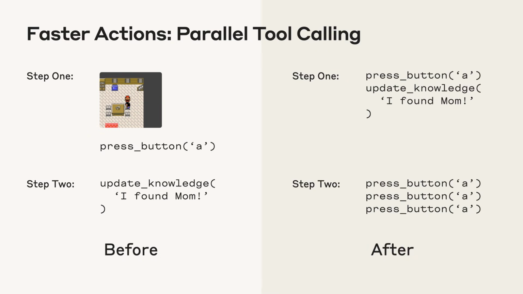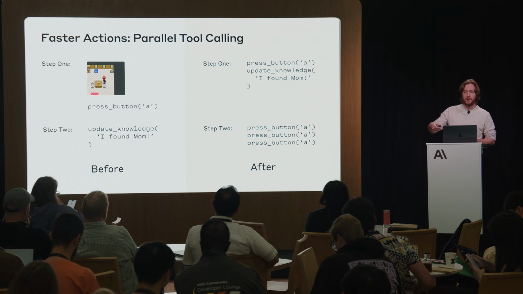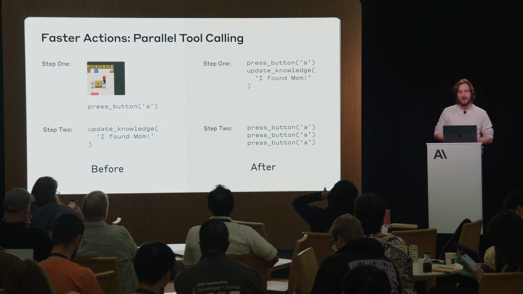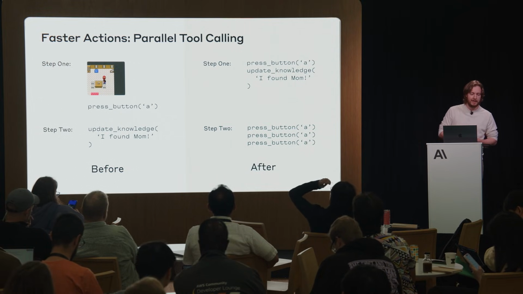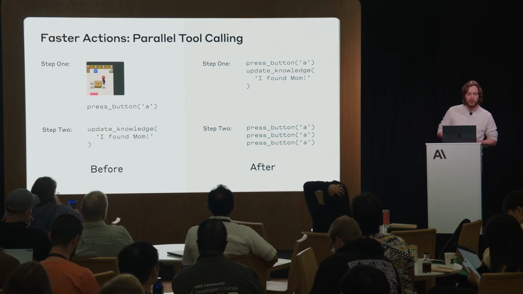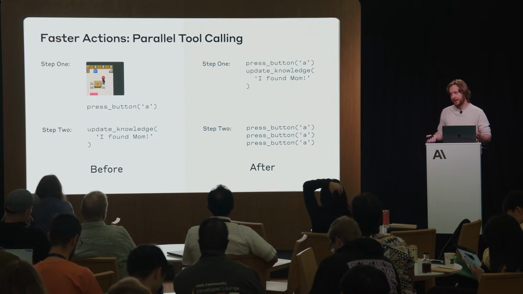Similarly, we have parallel tool calling, more of an efficiency gain. In the past, when you're sitting there waiting to talk to mom, the model would press A, talk, and then if it wanted to update its knowledge base to keep track of where it found mom in the past, it would have to take a whole other action, call out to Claude again, wait for the time to first token to hit, and make that change. With parallel tool calling, it can do both things at once, basically.